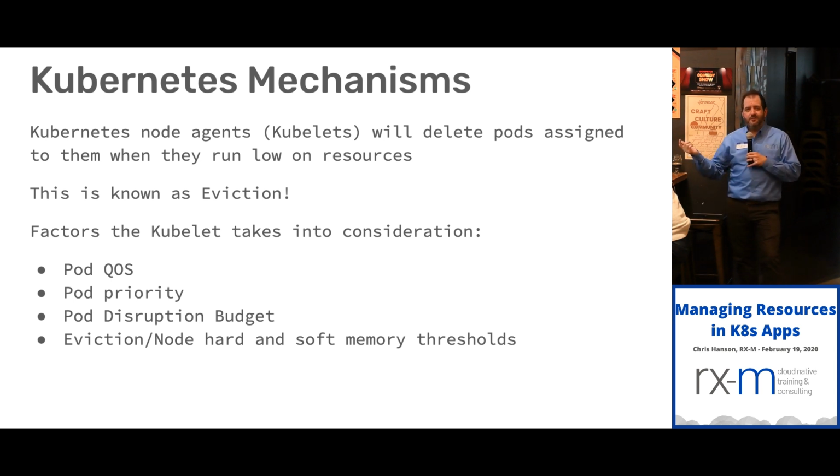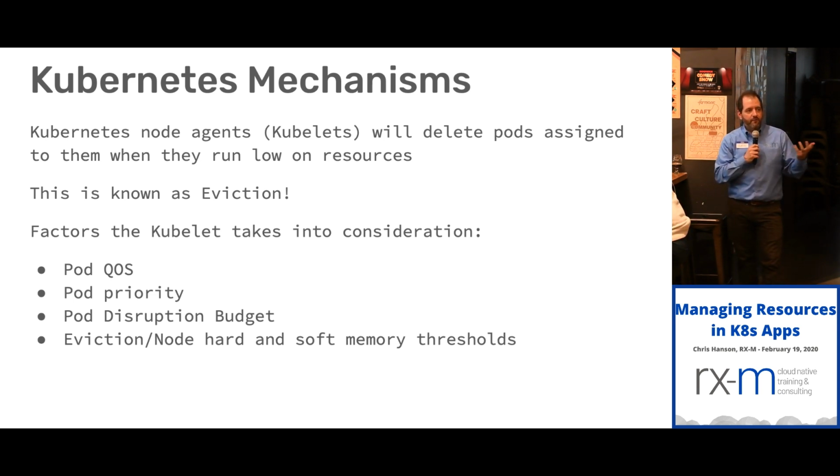Pod priorities. This allows us to say that this particular set of processes should have priority over some other, less mission critical application. Pod disruption budget, so we can say, I would normally choose this particular process, but because it's already at its minimum number of replicas, we don't want to choose that one. And then things like soft and hard memory thresholds.